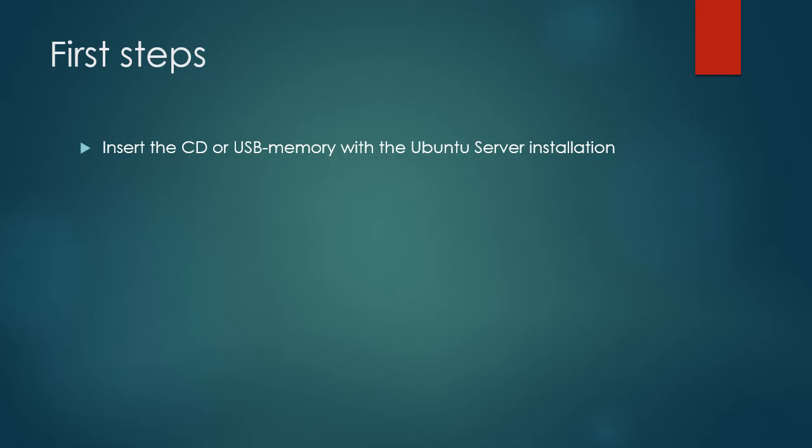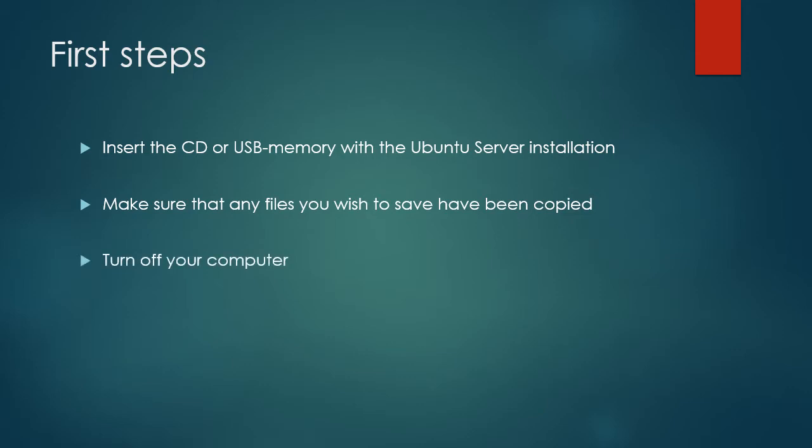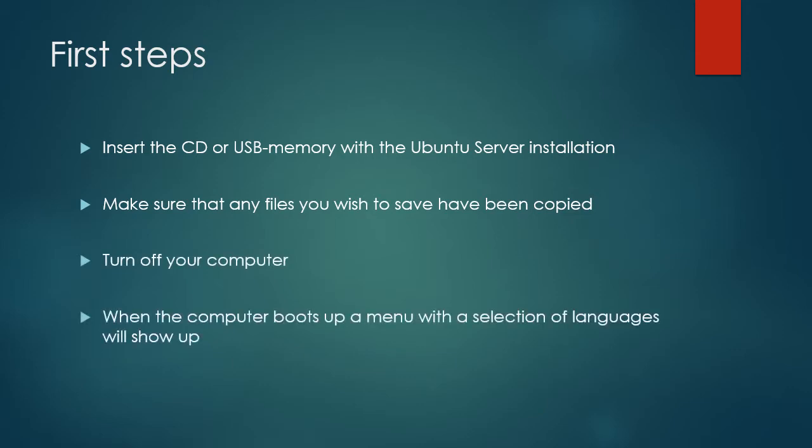First steps. Insert the CD or USB memory with the Ubuntu Server installation. Make sure that any files you wish to save have been copied. Turn off your computer. When the computer boots up, a menu with a selection of languages will show up.